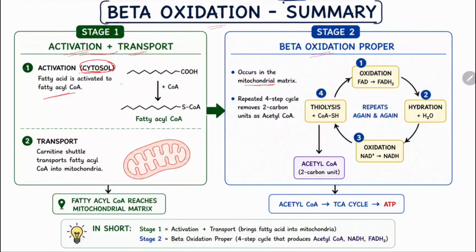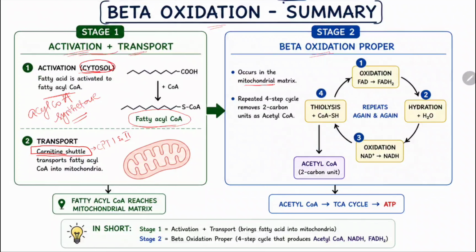So fatty acid is activated, and it forms fatty acyl CoA, and this occurs in the presence of the enzyme acyl CoA synthetase. And now this fatty acyl CoA molecule is transported from the cytoplasm to the mitochondrial matrix with the help of the shuttle pathway called the carnitine shuttle, and the enzymes involved are CPT1 and 2.